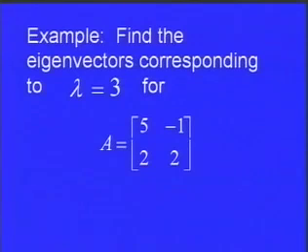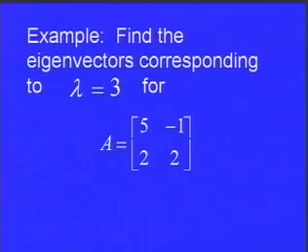All right, for example, let's say that they give us lambda is 3. This is actually one of our previous examples, and the A matrix is [5, -1; 2, 2]. And we want to find eigenvectors that correspond to that. Okay, remember what it said.